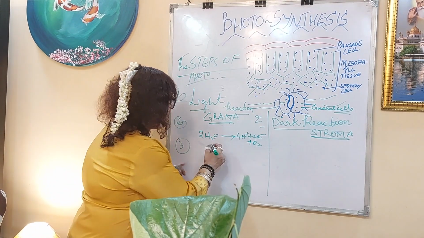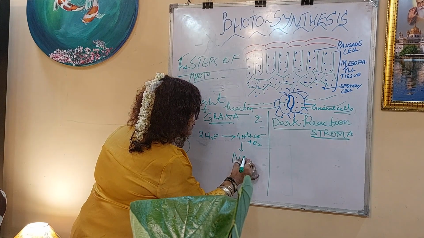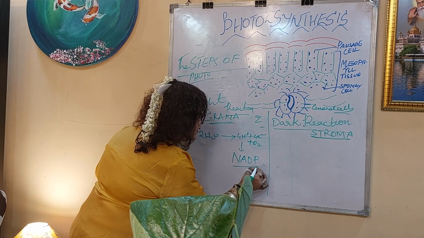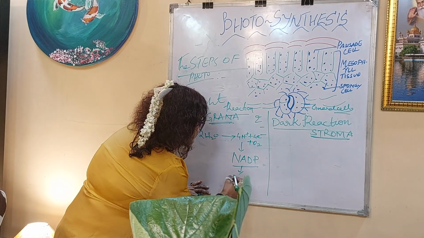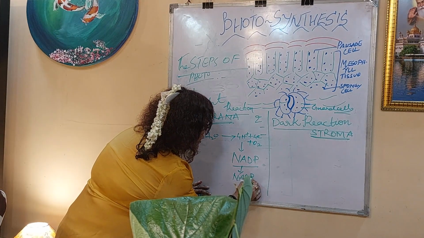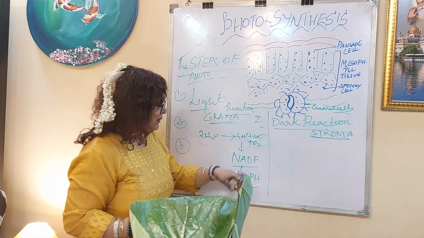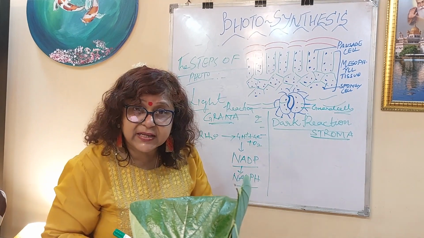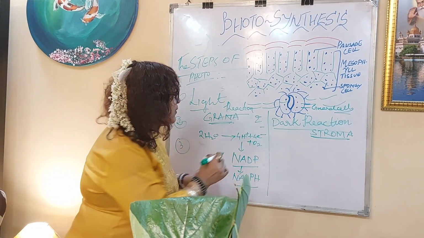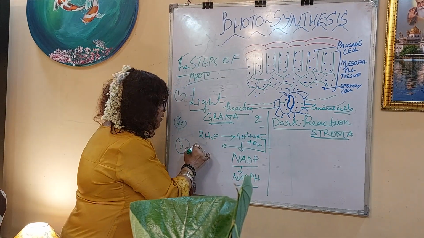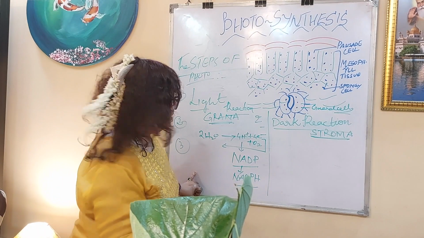What happens here? Here what happens, this 4H is accepted by compound NADP. Name is given in your book, nicotinamide adenine diphosphate. And it forms NADPH. Okay, it gets reduced after accepting the hydrogen. And what about this 4 electron? This 4 electron, this is further used for making of ATP by the term given as photophosphorylation.